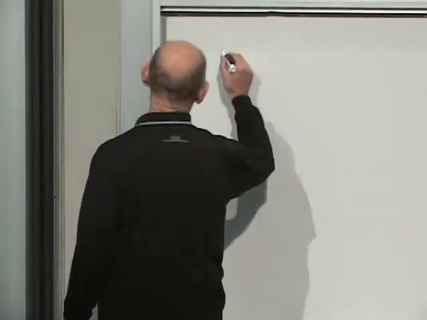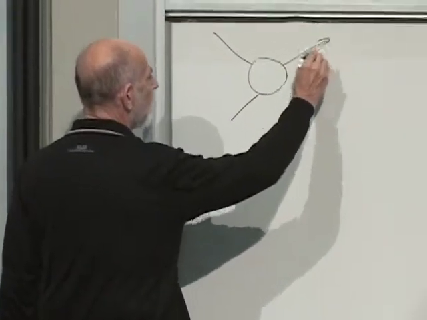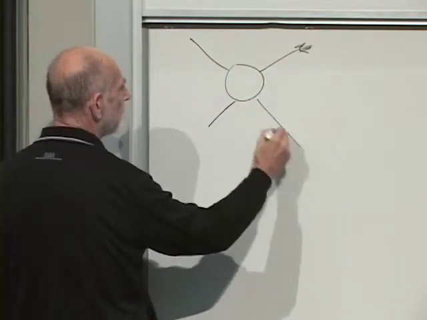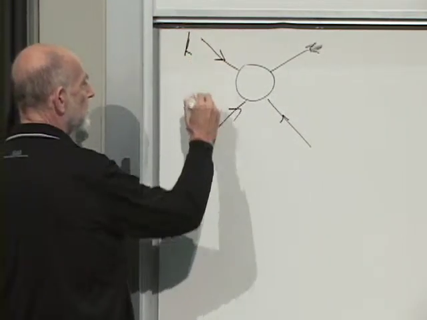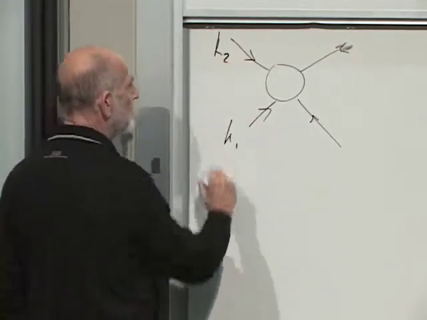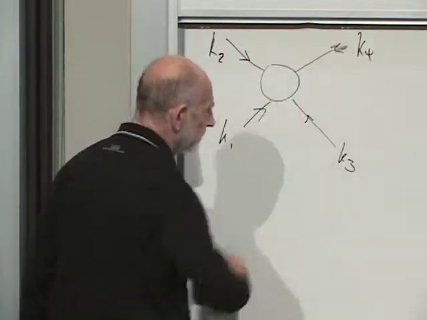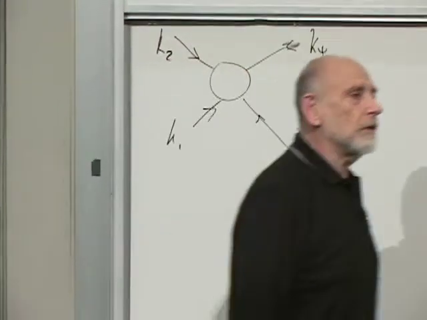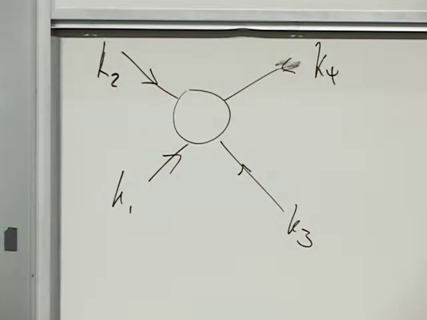2 particles come in, two particles go out. Let's think of them as all coming in, changing the sign of the momentum. This is K1, K2, K3, K4. All right. What can you do with 4-vectors to construct invariants? There's only one thing you can do, really. You can square them. That's about all you can do.